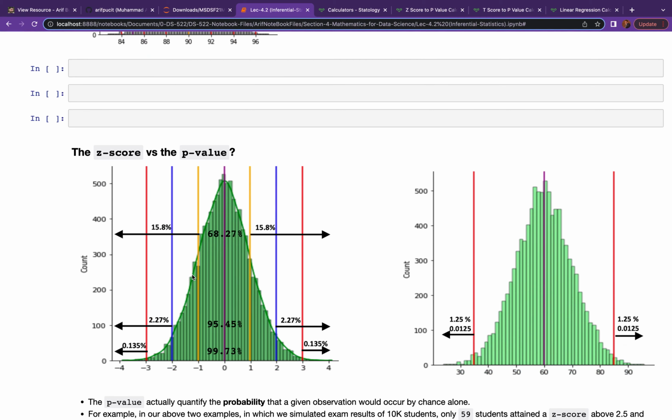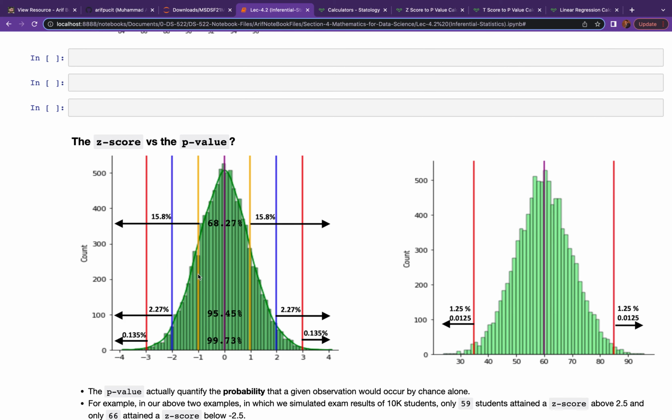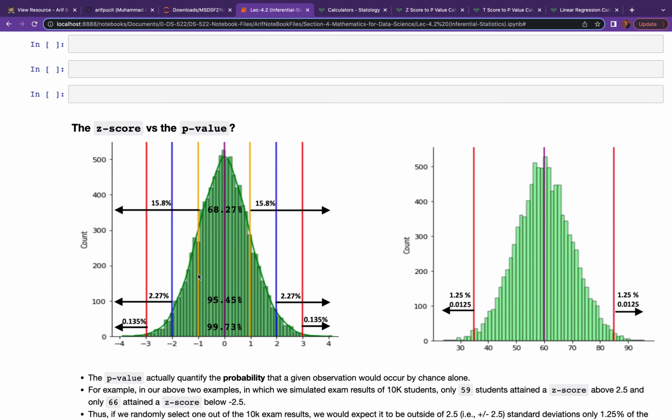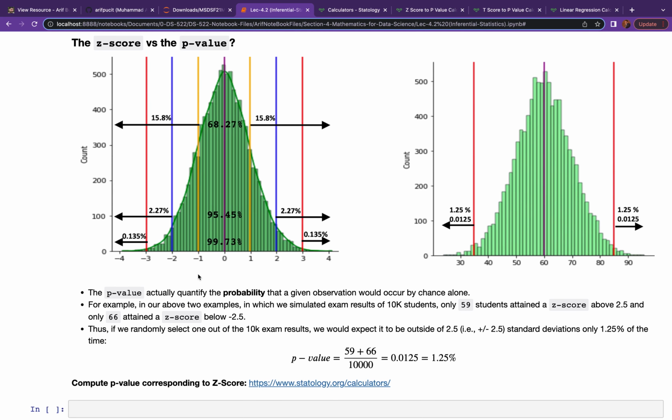Okay, before moving ahead, let me give you a comparison between the Z-score and its corresponding p-value, also called the probability value. First of all, this right graph shows the marks of 10,000 data science students. And you see this is a normal distribution, a bell curve, because it has a mean of 60 and standard deviation of 10. This graph shows the corresponding Z distribution having a mean of 0 and standard deviation of 1.